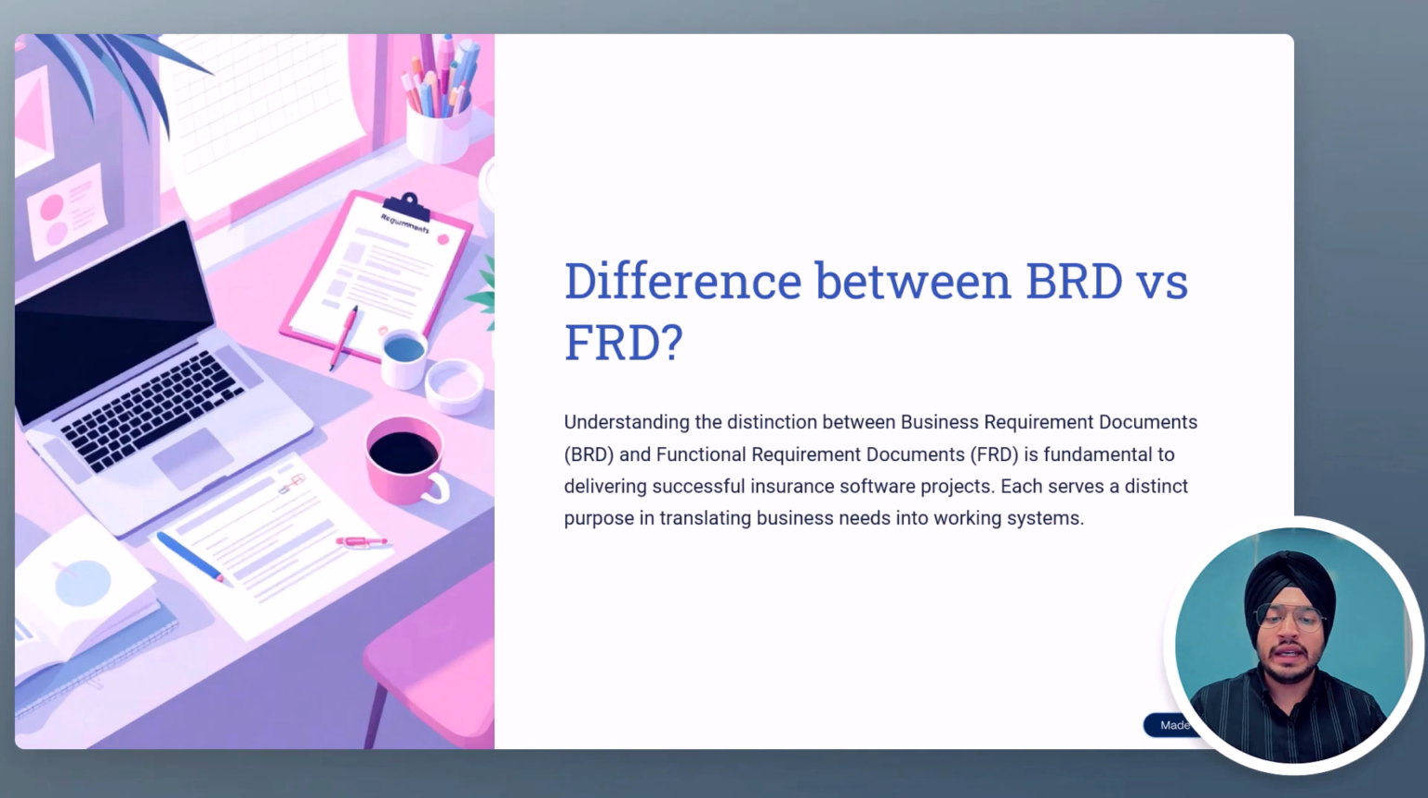Difference between BRD and FRD. BRD stands for Business Requirement Document. FRD stands for Functional Requirement Document. Each of the documents serves a distinct purpose in translating business needs into working systems.